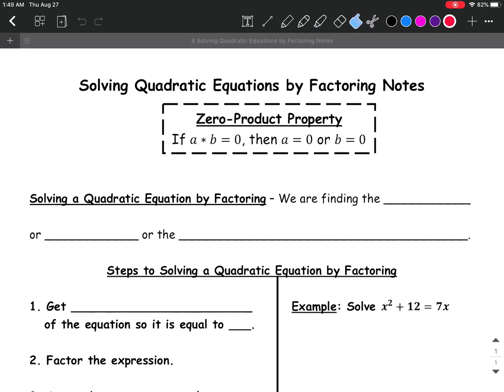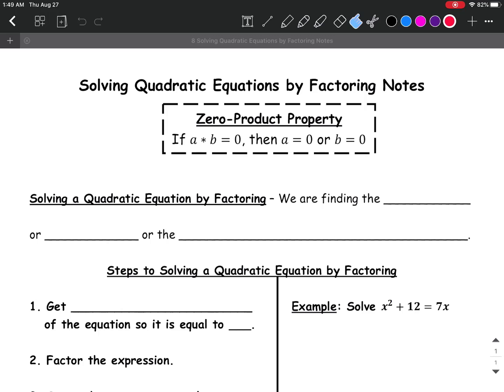All right, so today we're going to look at solving quadratic equations by factoring. Make sure you have your notes, make sure you have checked your tech, and let's make sure you're ready to go.